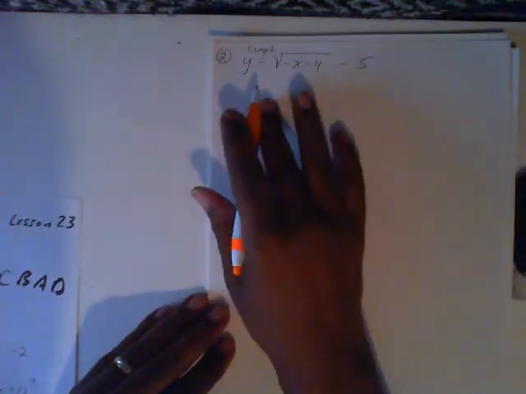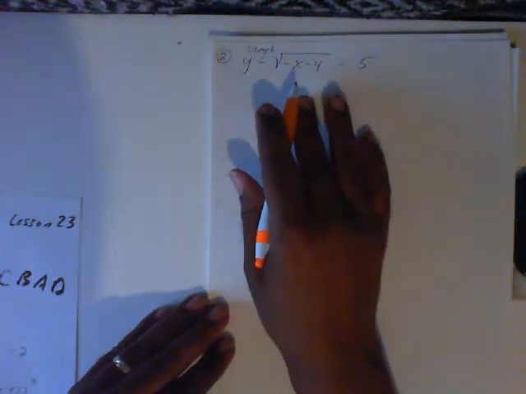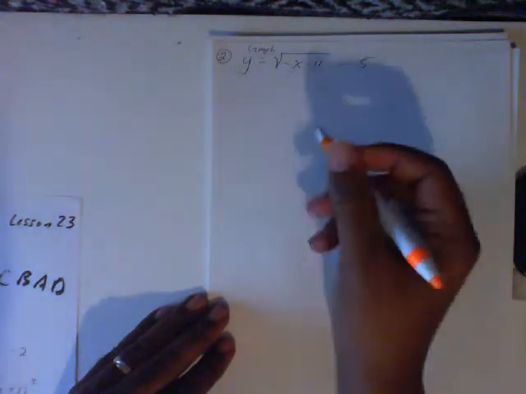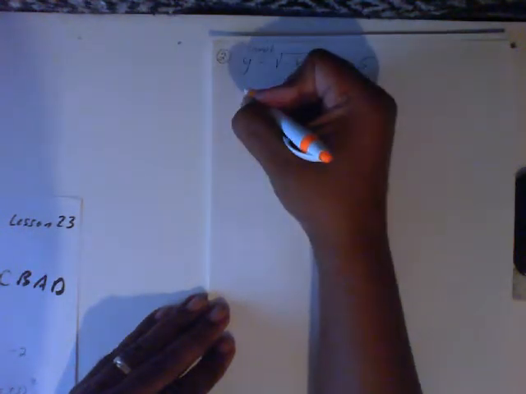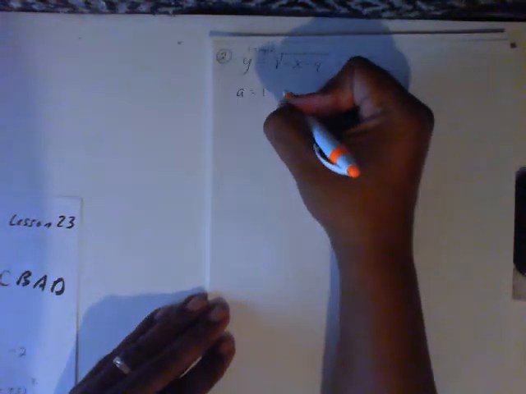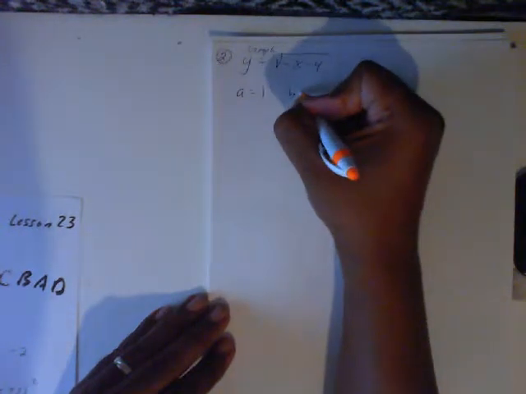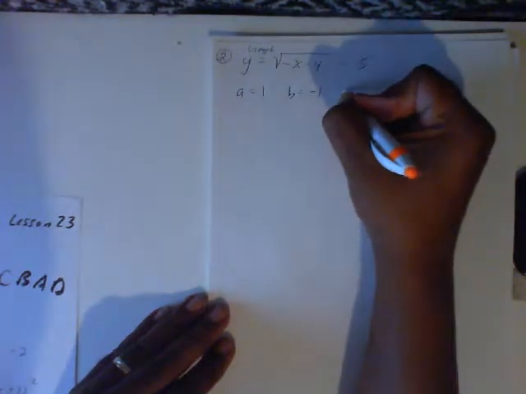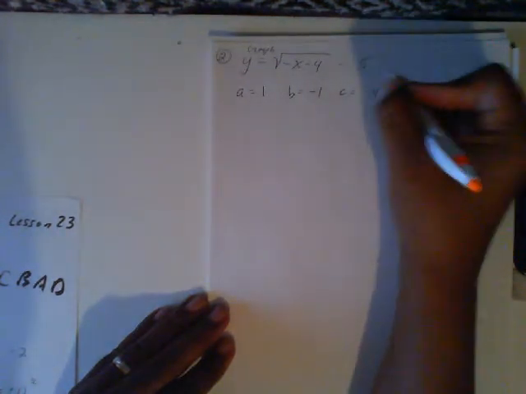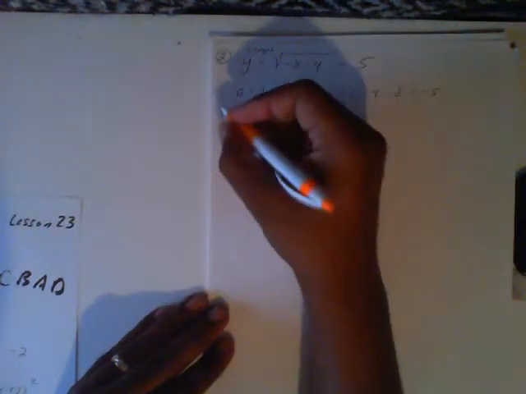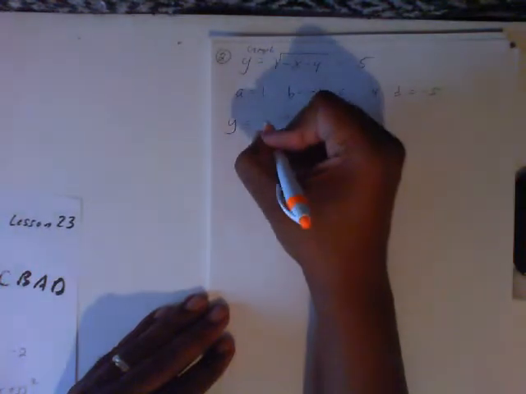Okay, next. We're going to be graphing y equals the square root of negative x minus 4, all minus 5. So first I'm going to identify my parameters. A is positive 1, understood 1. B is negative 1 on the x. C is negative 4. And D is negative 5. Removing all the parameters gives us our basic function, which is y equals the square root of x.